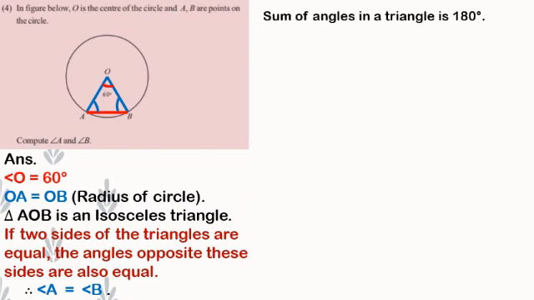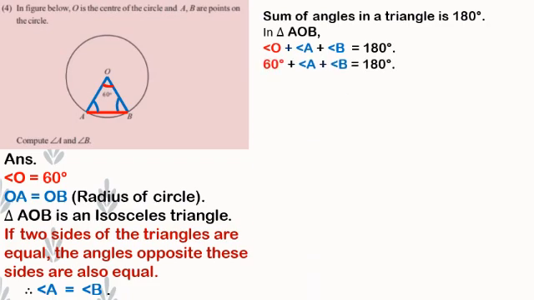For that, we know the sum of angles in a triangle is 180 degrees. In triangle AOB, we can say angle O plus angle A plus angle B equals 180 degrees. If we substitute angle O equals 60 degrees, we get 60 degrees plus angle A plus angle B equals 180 degrees. Angle A plus angle B equals 180 degrees minus 60 degrees, and angle A plus angle B equals 120 degrees.